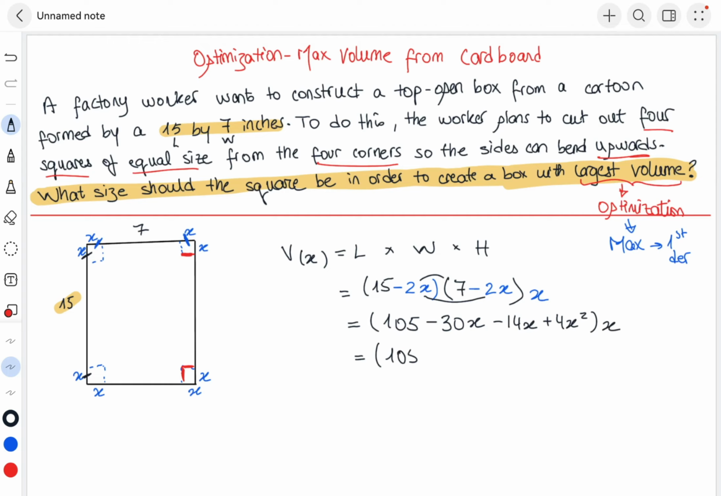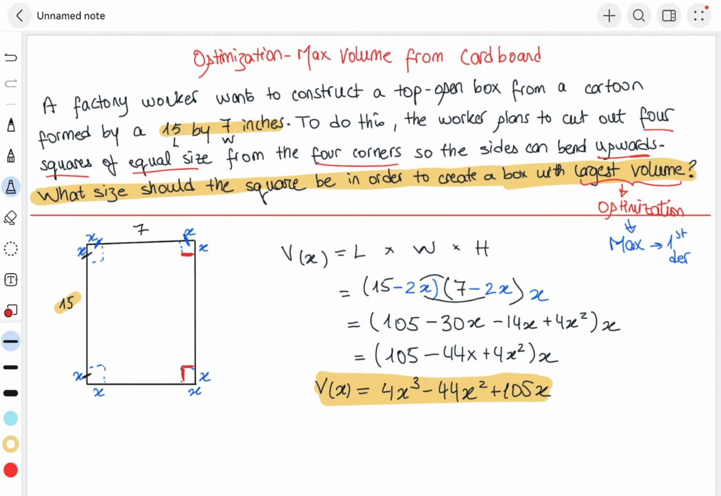Now we combine like terms, which are the negative 30x and negative 14x. We will have negative 44x plus 4x squared, all multiplied by x. And now we need to distribute the x. So we'll have 4x cubed minus 44x squared plus 105x. That's our final volume function.